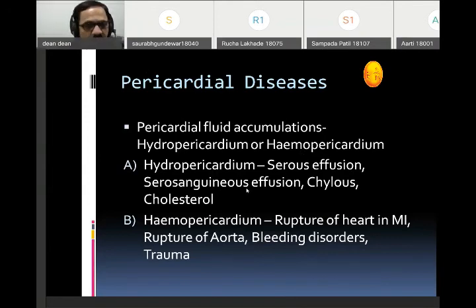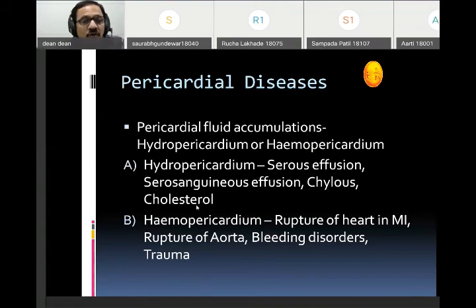Second is serosanguinous, which means along with the water, some blood tinge is also present. You call it a serosanguinous type of effusion. This is commonly seen in cardiac resuscitation or trauma to the heart in accidents. Third is chylous, which is milky. The fluid is milky, whitish in appearance, and it is because of lymphatic obstruction.